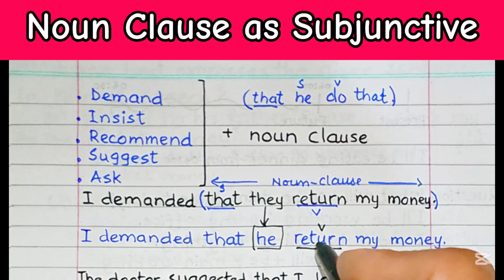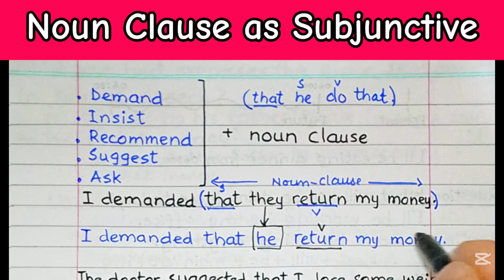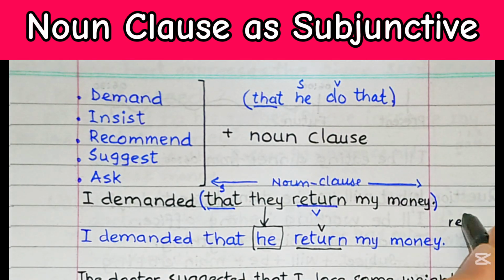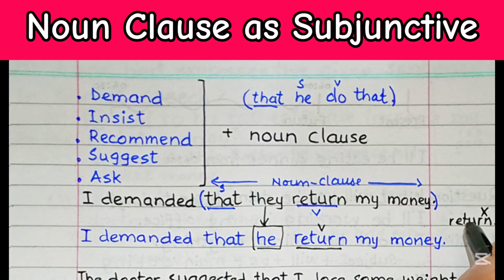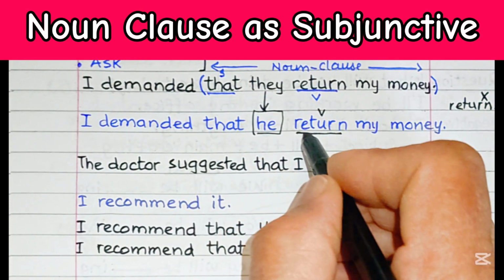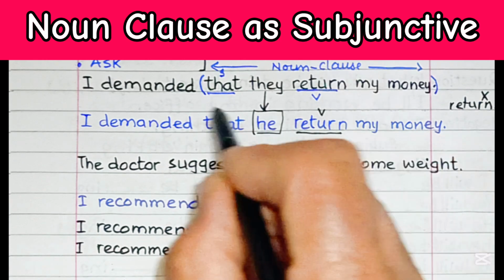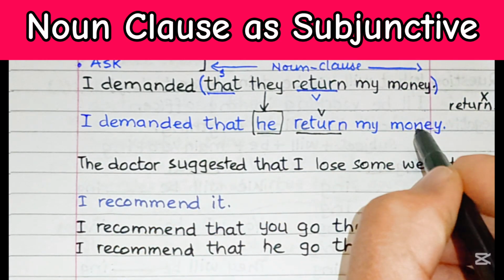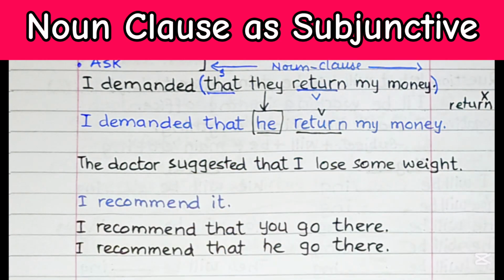It is still in the simple form. You don't use an s here. Rather, we are not going to use the word returns. This is not recommended. Just he return. So I demanded that he return my money. Now let's see another example.